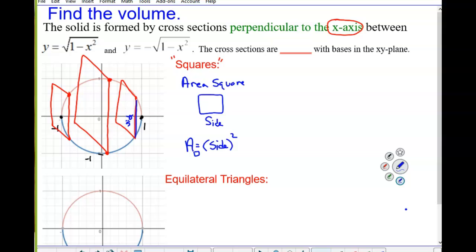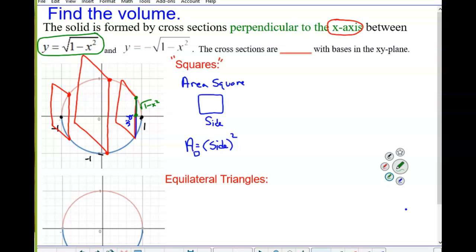Not a number. That's where you have to really understand what we have here. How long is it from this green, from the x-axis up to the top function? What is the top function? Top function is the square root of 1 minus x squared. So that's how long that green segment is.